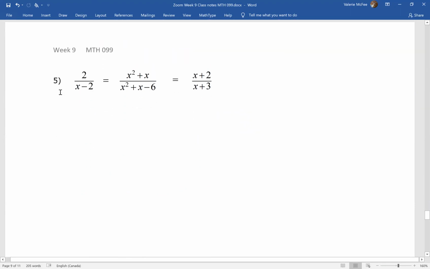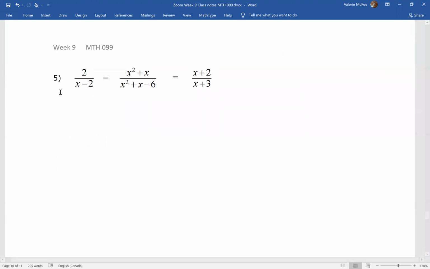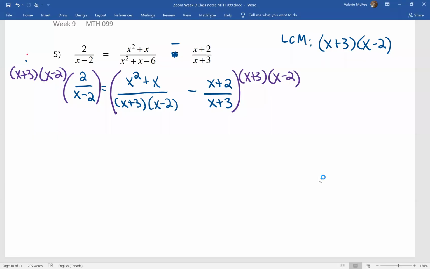Another question for you. Again, pause the video, see how far through this question you can go. So you factored the denominator there in the middle. You found the lowest common multiple of the denominators is x plus 3 times x minus 2, and you multiplied both sides. We can go ahead and simplify on the left here. So we're left with 2 times x plus 3.